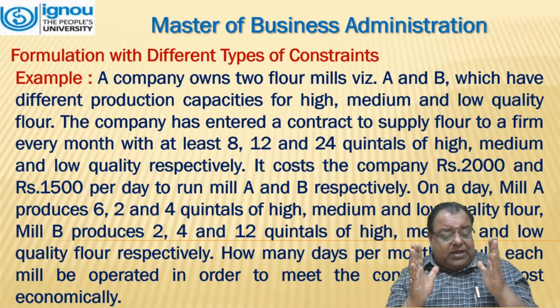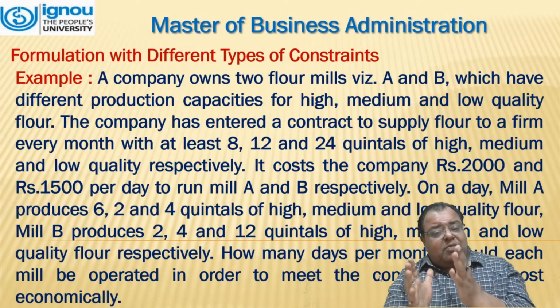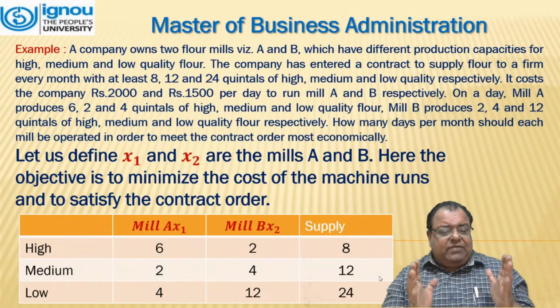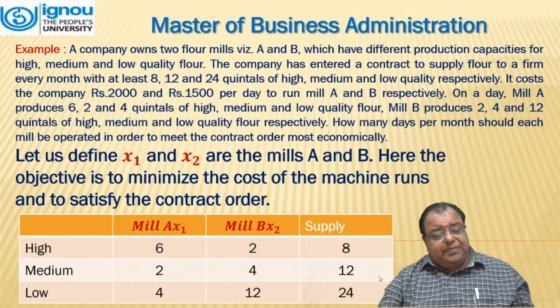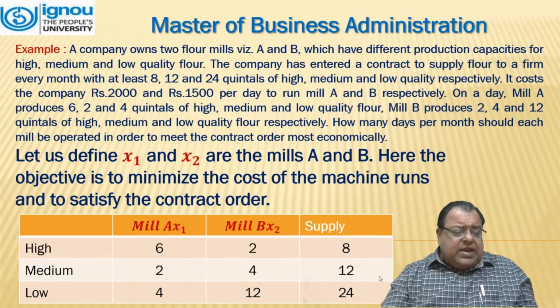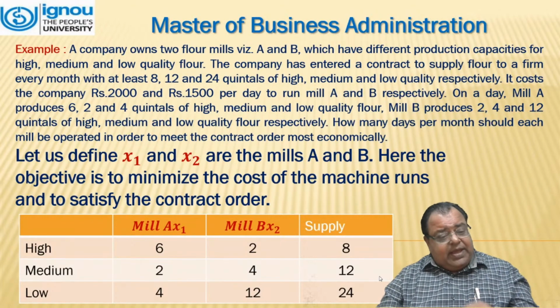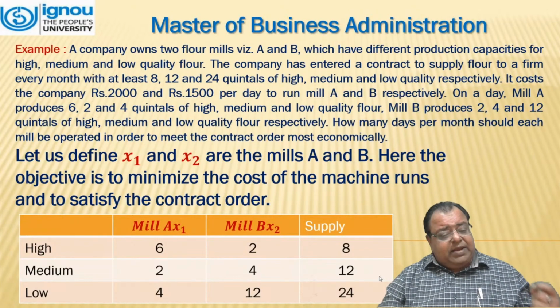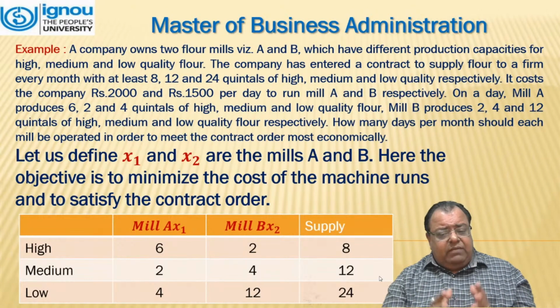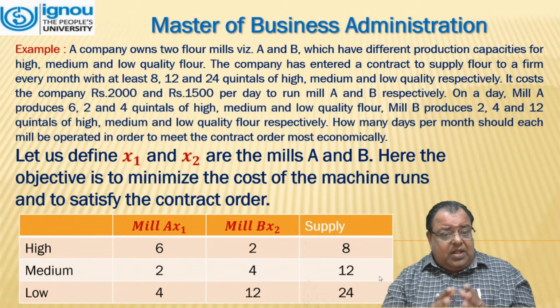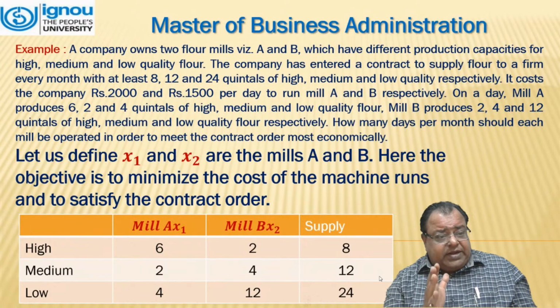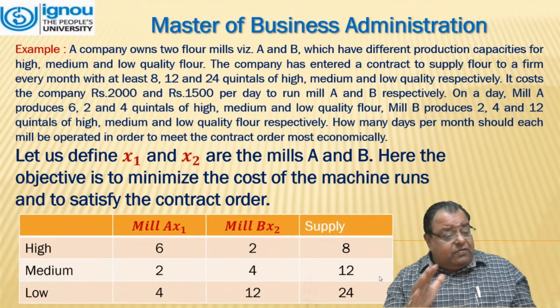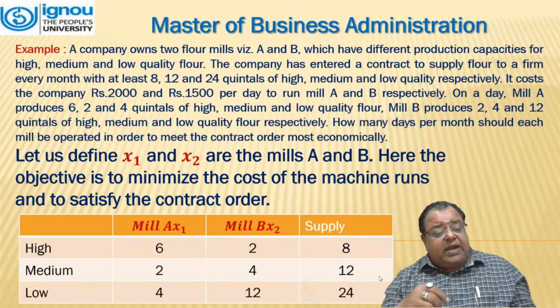Now, the information that has been given to us has to be transformed into the form of equations. We will define x1 and x2 as the mills A and B. Initially, we have two mills, mill A and mill B, and we have three types of flour, that is high, medium, and low. Here we are talking about the resources to be calculated. We have resources in terms of quintals, the supply required for different levels of material. For high, it is 8. For medium, it is 12. And for low, it is 24.